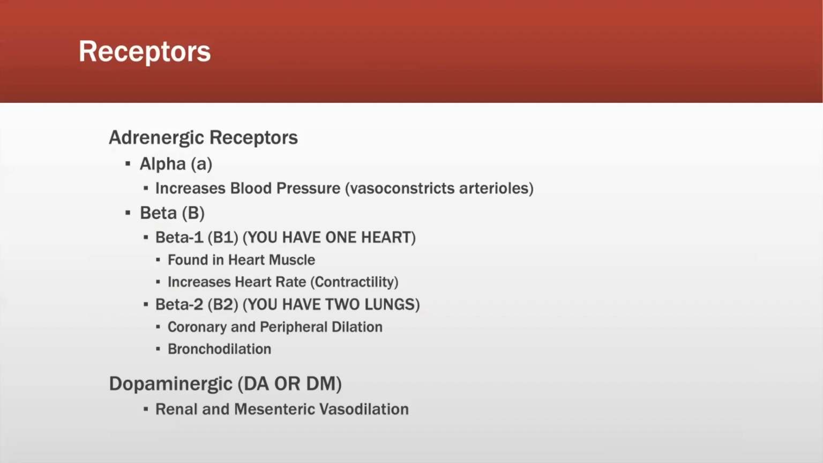The next set of receptors that we will be going over are the dopaminergic, or DA, receptors, and these are responsible for renal and mesenteric vasodilation.